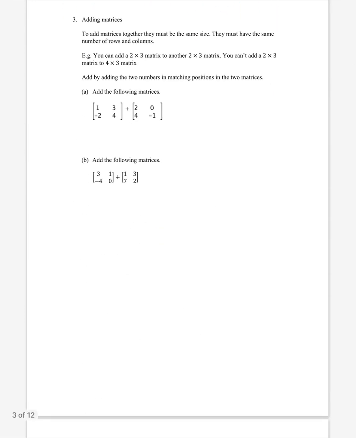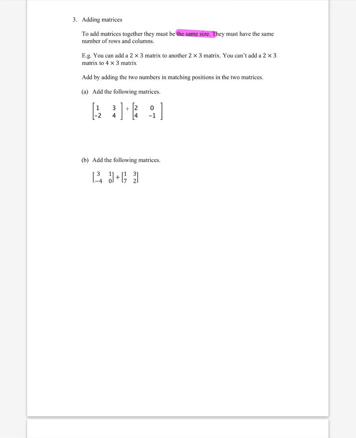On to question 3. How do we add matrices together? If you have two matrices, how do you add them together? Well, in order to do that, the matrices must be the same size, e.g., they've got to have the same number of rows and the same number of columns. So you could add a 2 by 3 matrix to another 2 by 3 matrix, but you couldn't add a 2 by 3 to a 4 by 3.